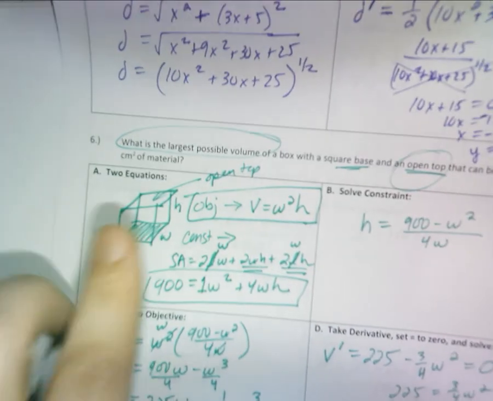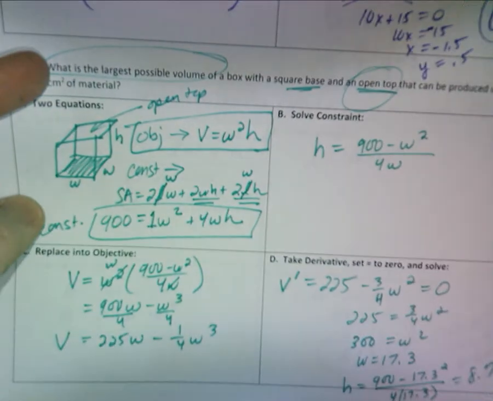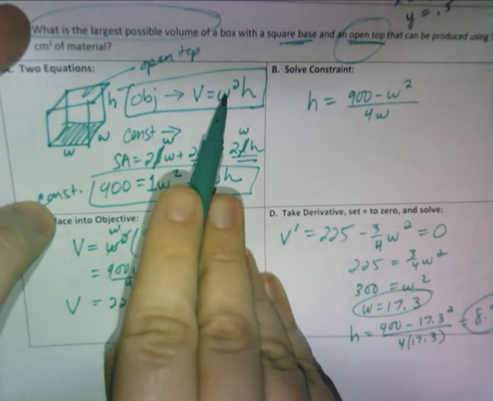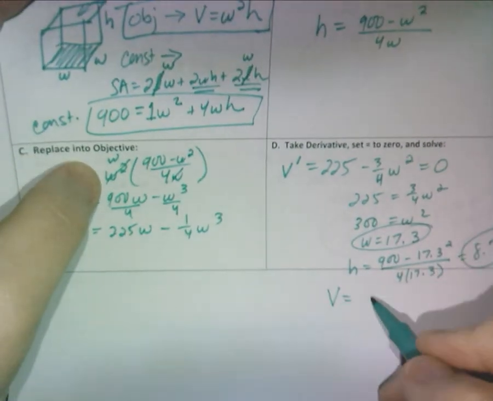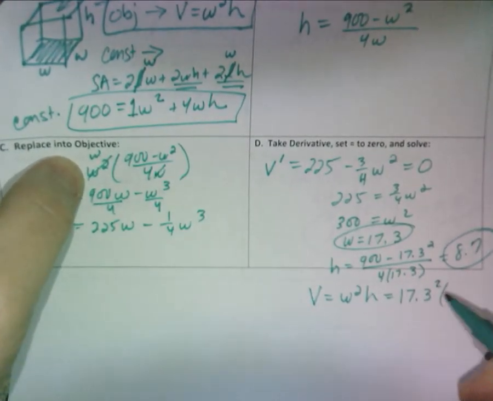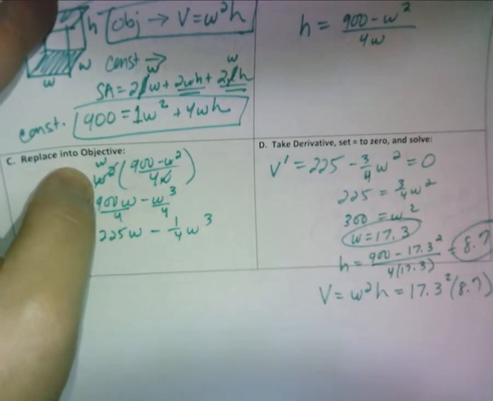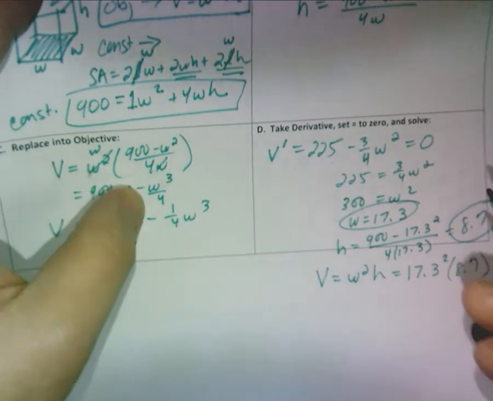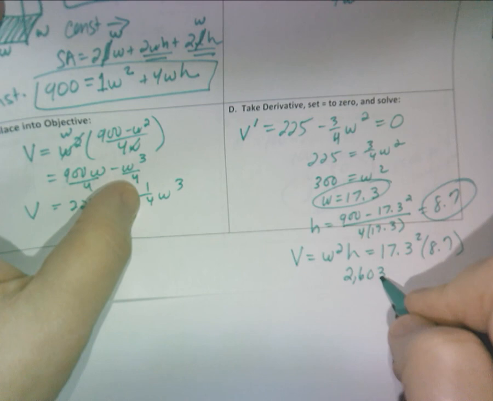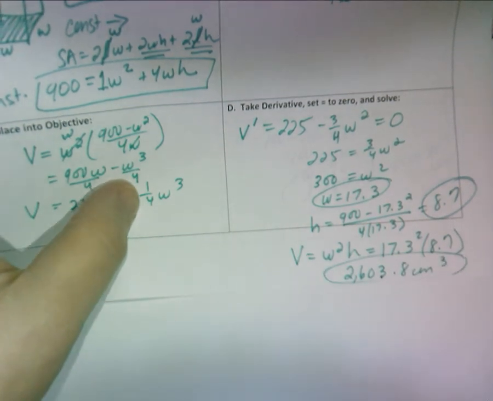Question says, what is the largest possible volume? So what do I do there? Plug it into the actual volume. So if my W is 17.3, square it. Volume equals W squared times H. So 17.3 squared times the height of 8.7. The largest possible volume is 2,603.8 centimeters cubed. That is the largest possible volume.